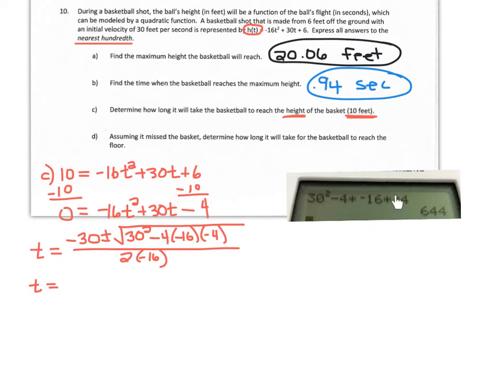And keep in mind, these are negative signs. Don't hit the minus button in the calculator. Hit the negative sign. So it gives us 644. All right, so we'll have t equals negative 30 plus and minus. Oh, and keep in mind, I didn't plug the radical into my calculator. I just plugged what was under the radical because I'm still leaving the radical right here. All right, and then in the denominator, 2 times negative 16 is negative 32.